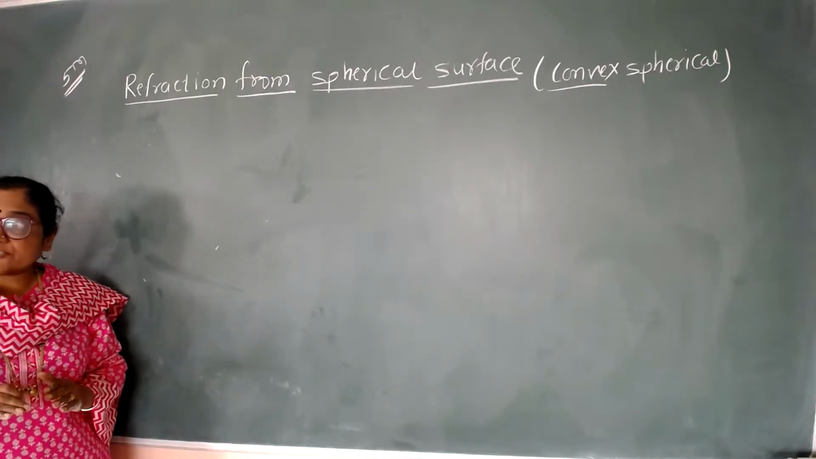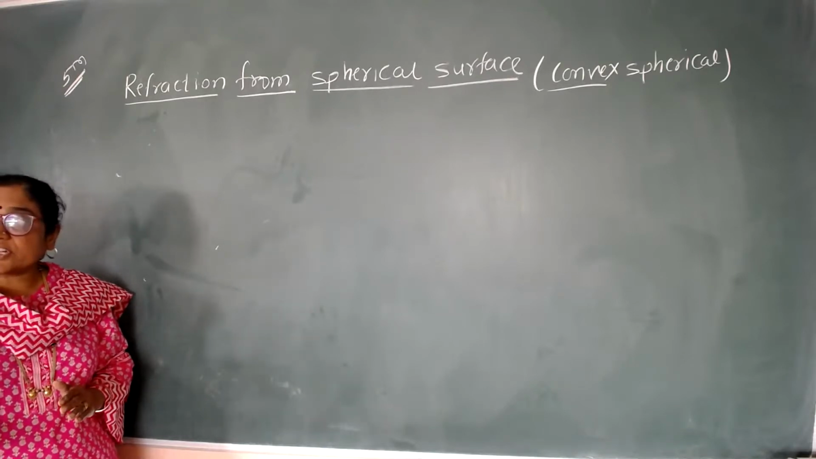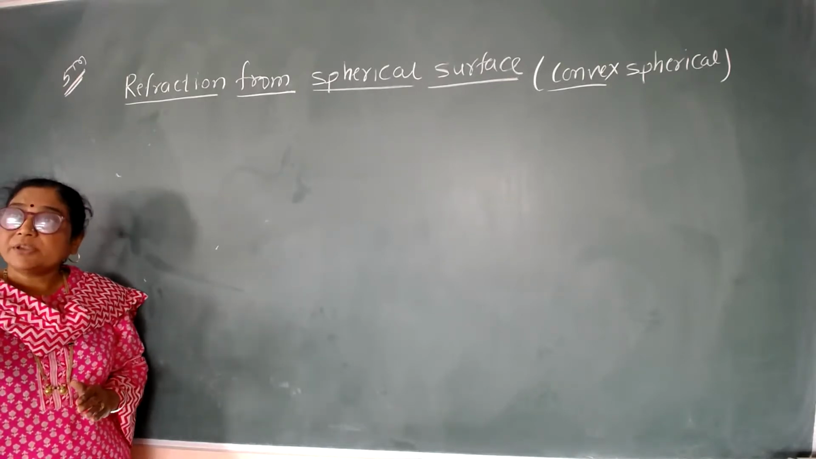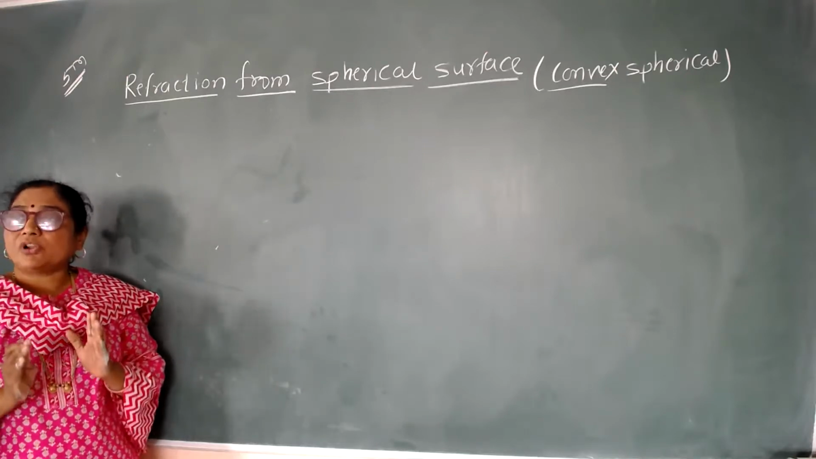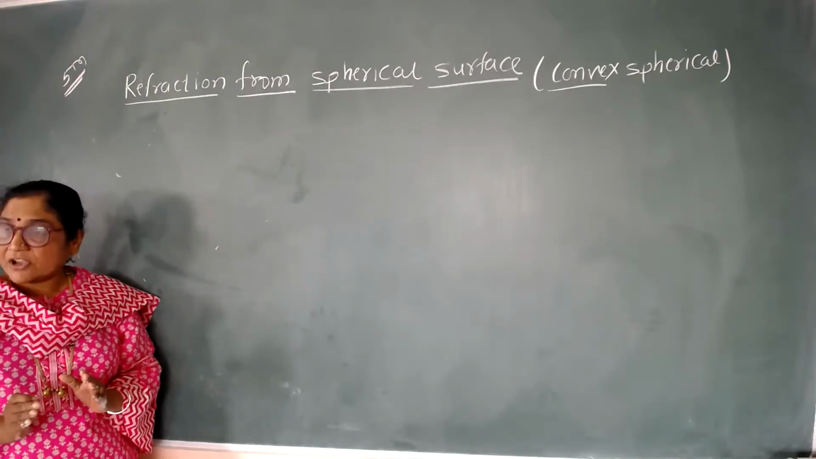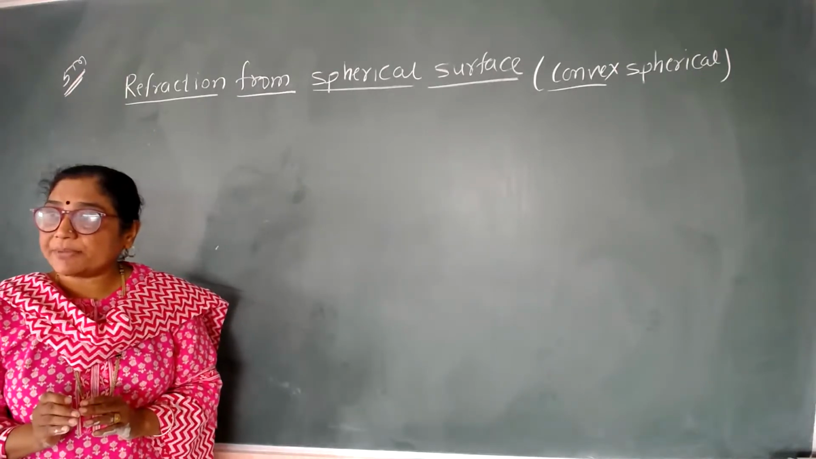Where is the object situated here? The object is situated in the rarer medium. The refraction happens and the image is formed in the denser medium. So consider a convex spherical surface with an aperture. What is the meaning of aperture?